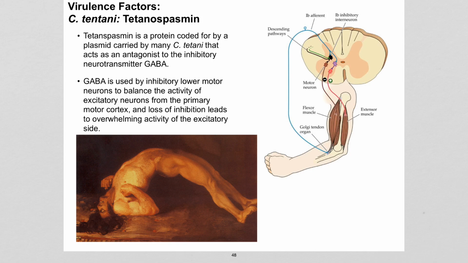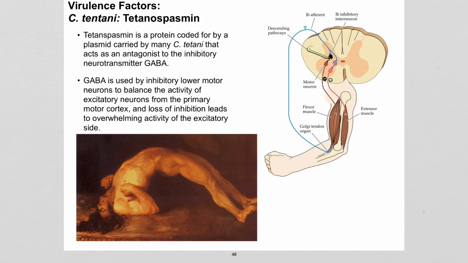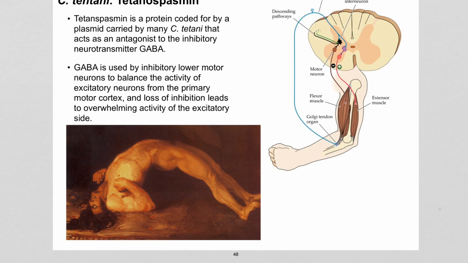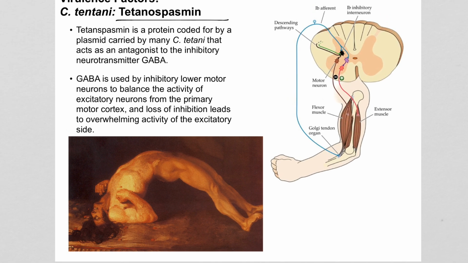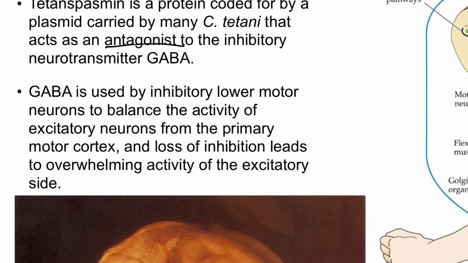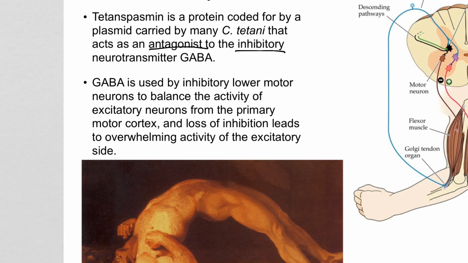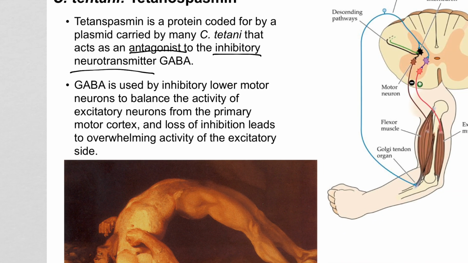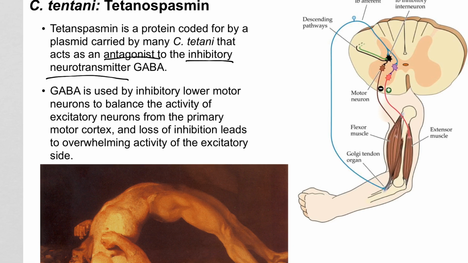All right, contrast to this, Clostridium tetani is producing a virulence factor, tetanospasmin, that has the exact opposite effect. Tetanospasmin is a protein that acts as an antagonist to an inhibitory neurotransmitter. The neurotransmitter happens to be GABA. It's exerting its effect in the spinal cord.